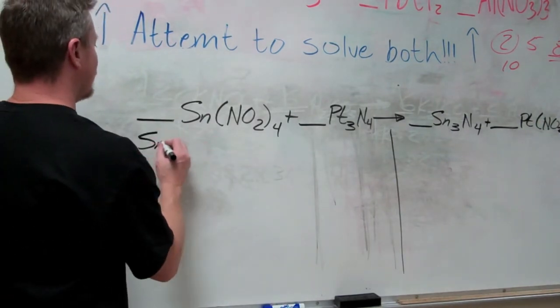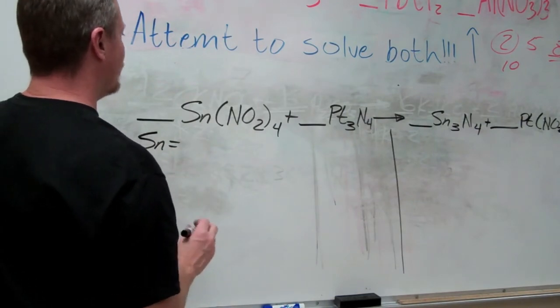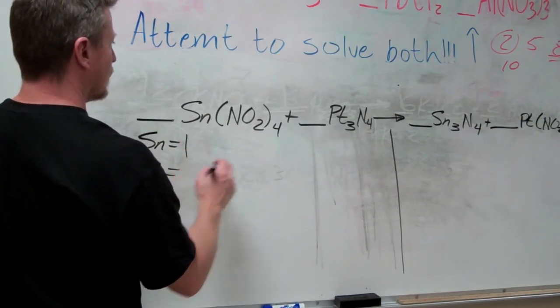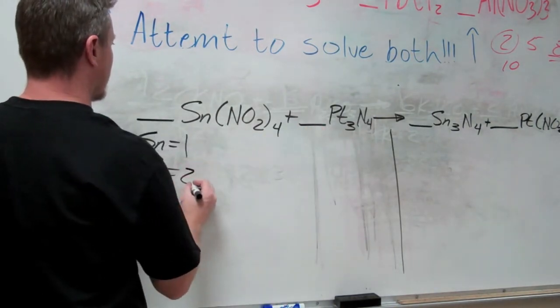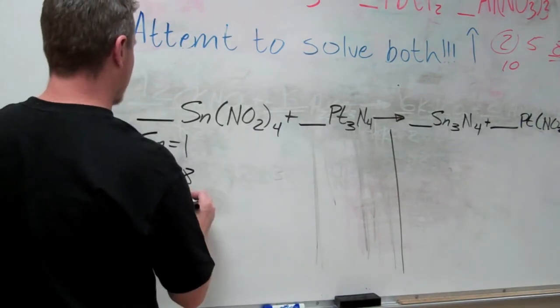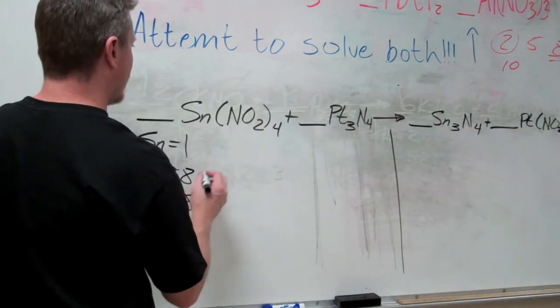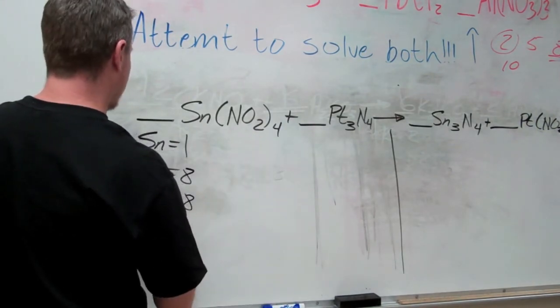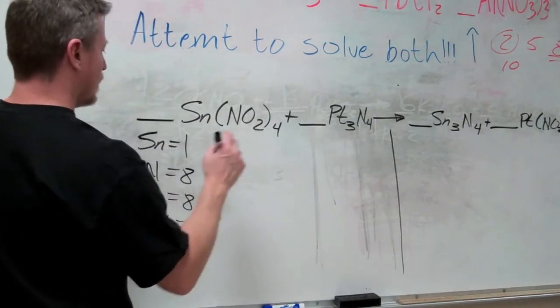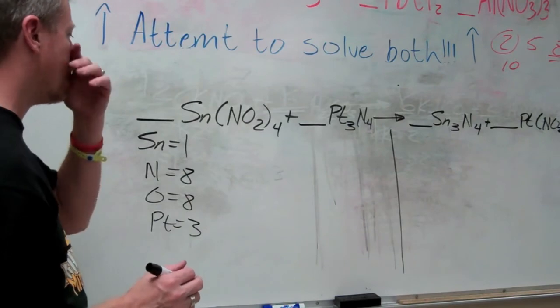So SN is 10. How many of those do I have? 1. Then I have nitrogens. How many? 4 plus that 4, so 8. Oxygens: 4 times 2, 8 there. Platinum is PT. 3. I'm just counting them up. I'm not actually solving yet.